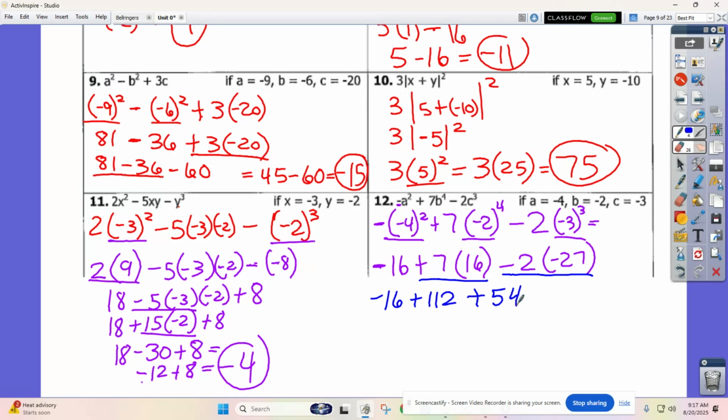Add and subtract going left to right. It's a -16 plus 112. And that gives me 96. Finally, 96 plus 54. That gives me 150.